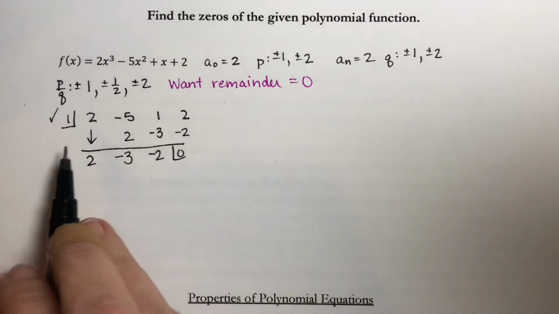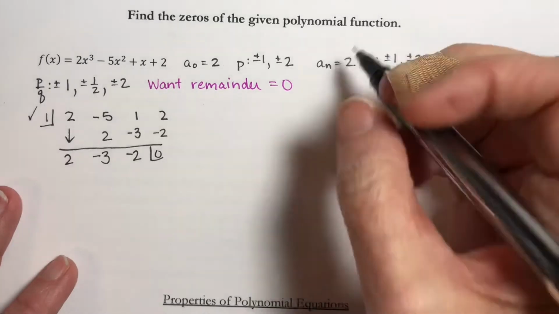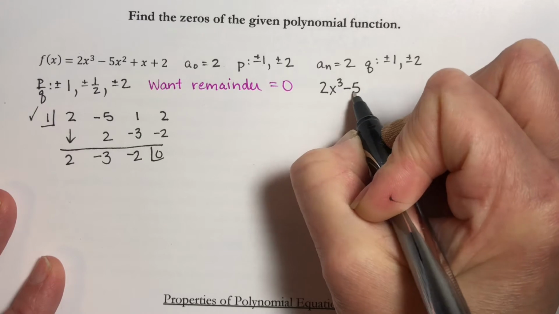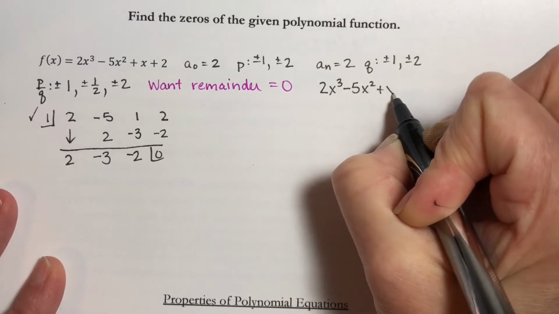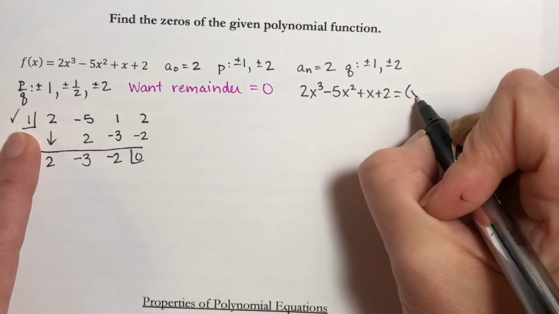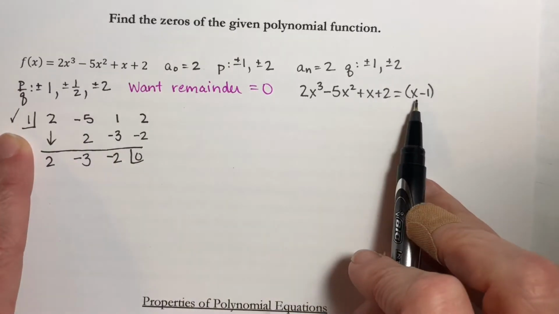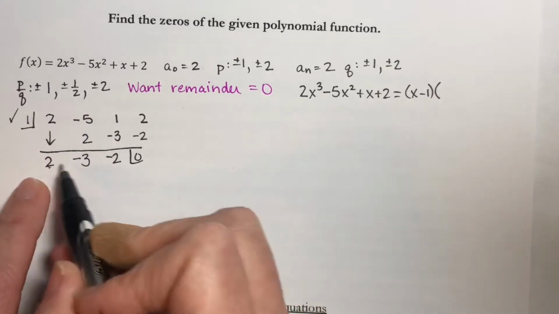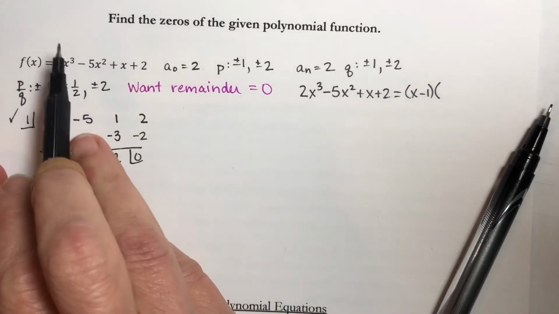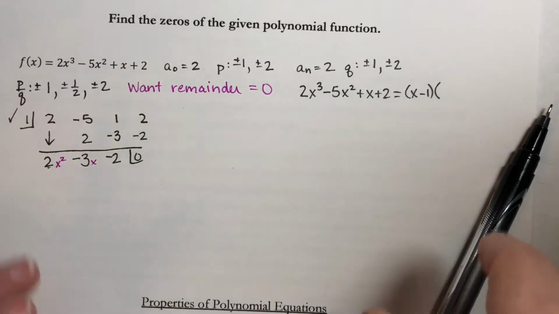Another way of thinking about this, and we're going to get into more detail in a minute, is that 2x cubed minus 5x squared plus x plus 2 factors as x minus 1, because if I set this equal to 0, I get 1 as an answer. x minus 1 times whatever this is. And remember, we always start with 1 degree less. This is a 3, so I put an x squared here and an x here.